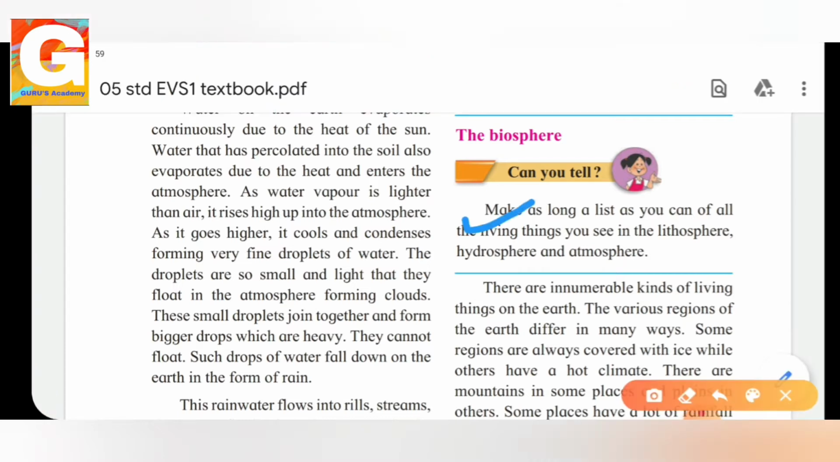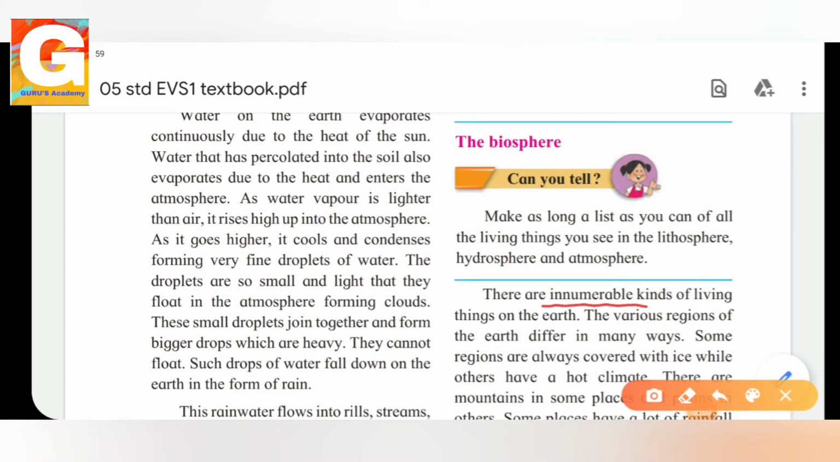Can you make as long a list as you can of all of the living things you see in the lithosphere, hydrosphere and atmosphere? Yes students, we have previously studied what all things we can see in the lithosphere, hydrosphere and atmosphere. So you just have to make the list of all the living things which you find here. There are innumerable kinds of living things on earth. Innumerable means numbers which we cannot count.